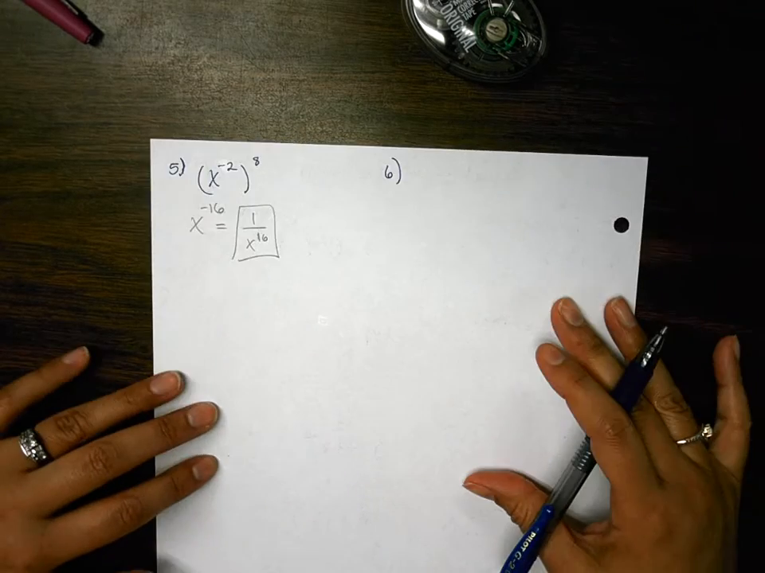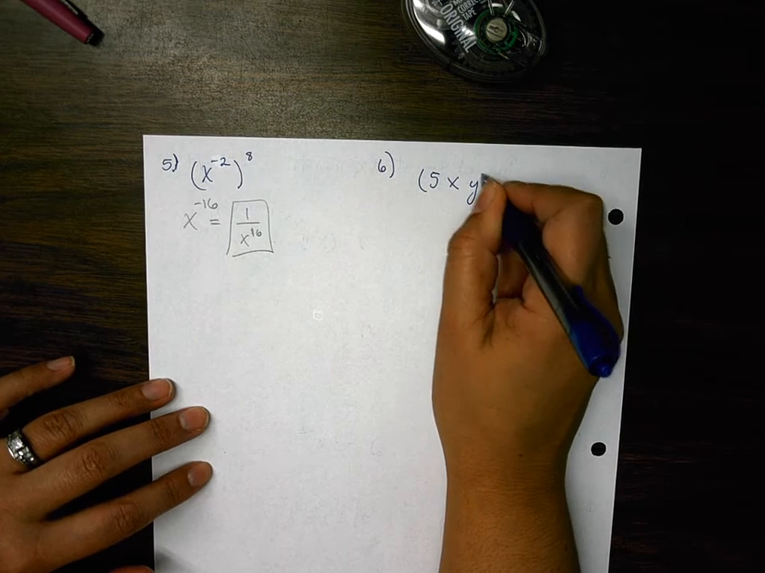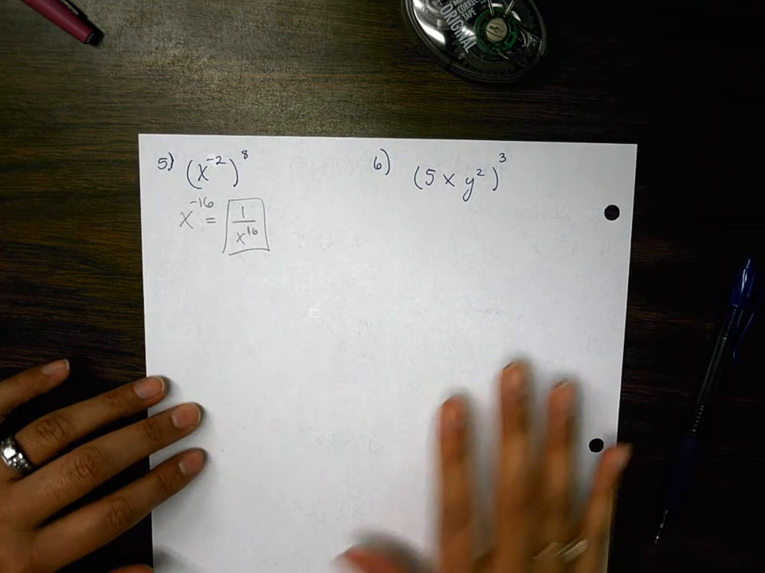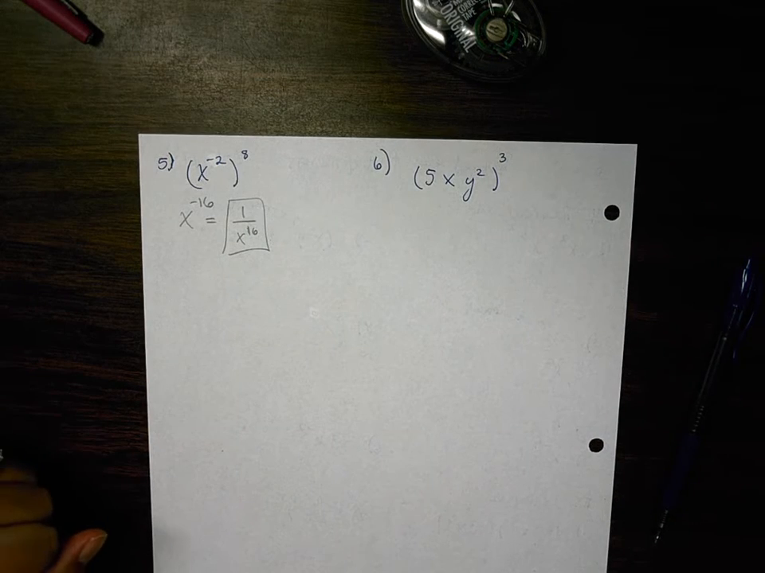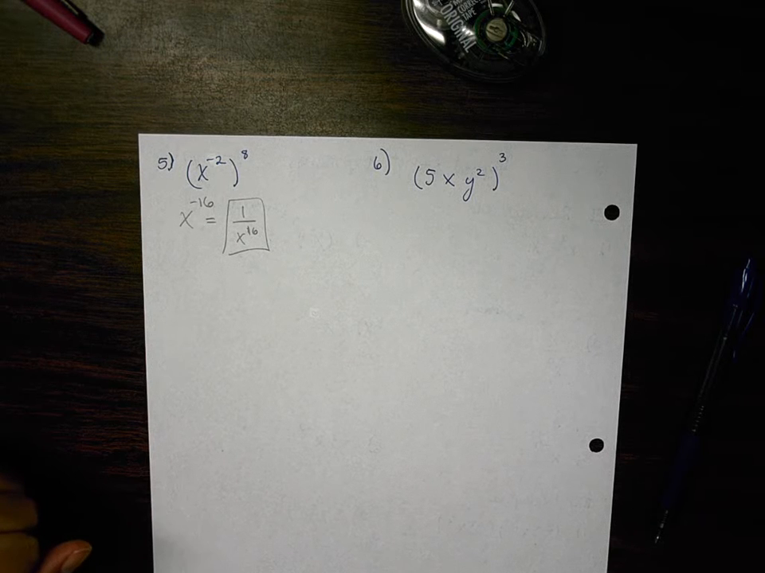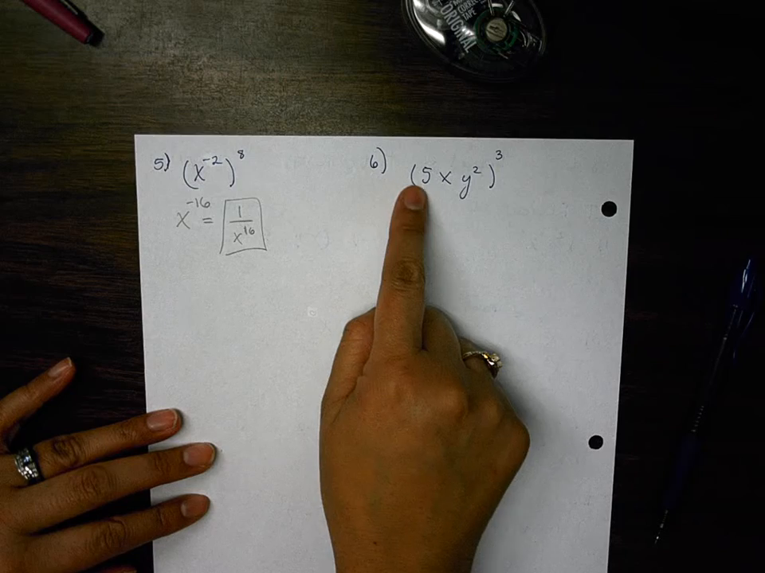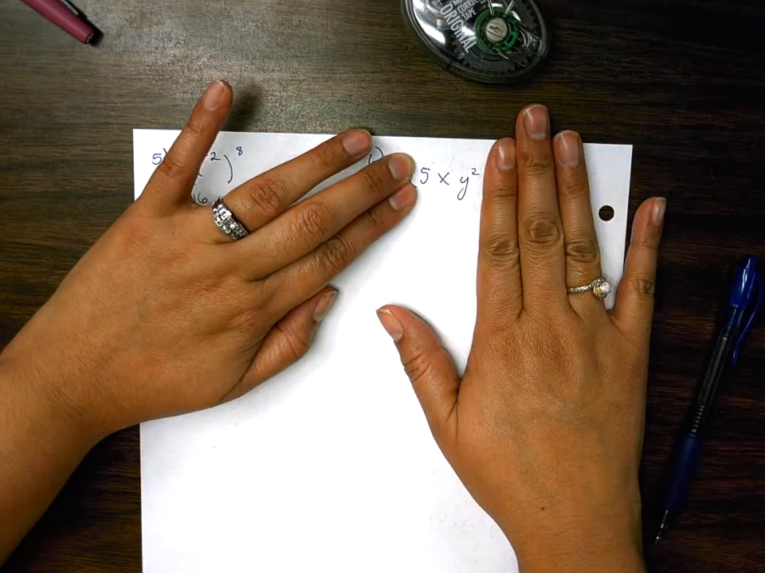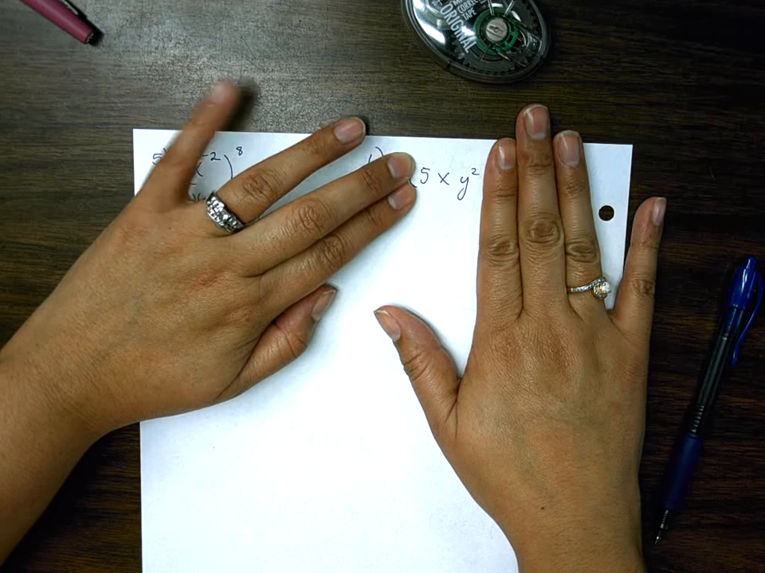Alrighty, number 6. Parentheses, 5xy squared raised to the 3rd power. All right, this is one term. I'm going to cover all this. It's one term because there's no plus or minus. Do you see that? 5xy squared is one term because there's no plus or minus.